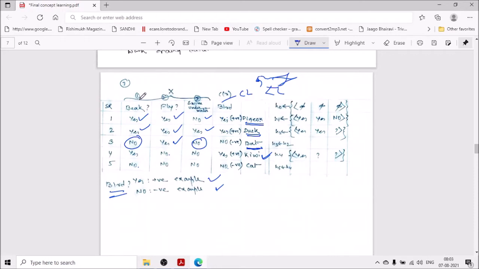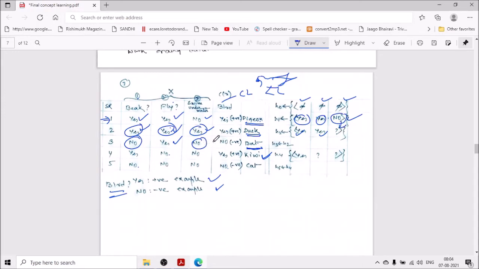Here three attributes are there, 1, 2, 3. That's why we need 3 columns. So starting with the most specific hypothesis, the first data is what? Yes, yes, no. We have to copy the same thing. Second positive example is there: yes, yes, yes. Match, so keep as it is. Yes, yes, keep as it is. Yes and no, convert it into the most general notation, that is question mark.